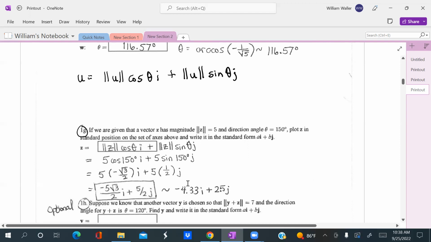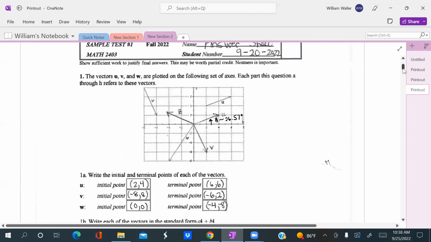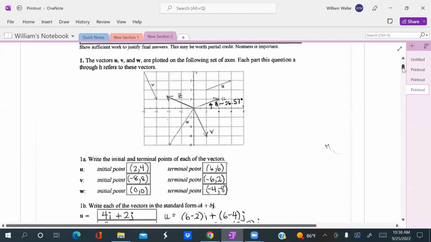The decimal approximation is useful because we wanted to plot the vector z. You really need to understand better what these coefficients of i and j are before you can actually plot them. So let's see what the plot of the vector z looks like. Oh, there it is. I think something like this. Indeed, in the second quadrant, just as we knew from the direction angle.